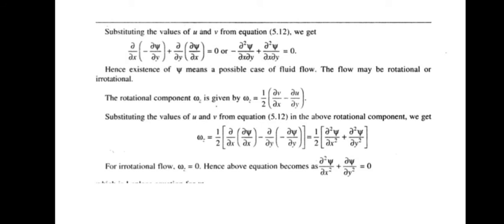Now we will substitute the ψ function in this equation, that means substituting the values of u and v using the ψ function or the stream function. So substituting the values of u and v, we have the equation ωz is equal to 1/2 in bracket ∂²ψ/∂x² plus ∂²ψ/∂y². Okay, that means for irrotational flow ωz is equal to 0. Hence the equation becomes ∂²ψ/∂x² plus ∂²ψ/∂y² is equal to 0.